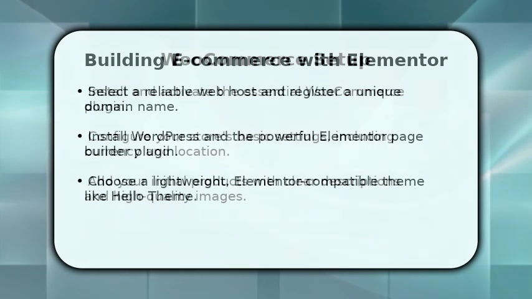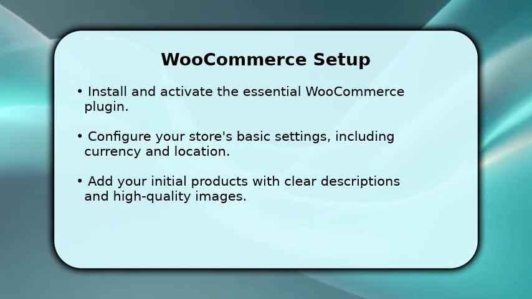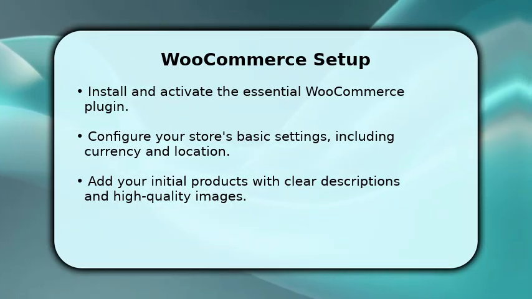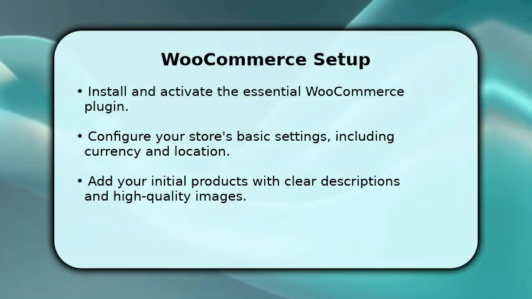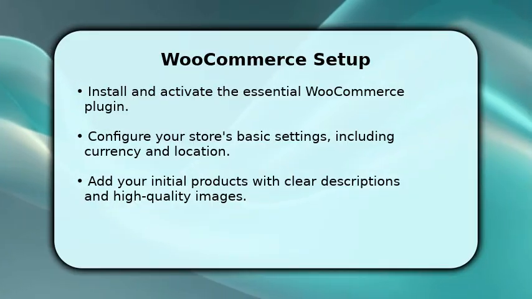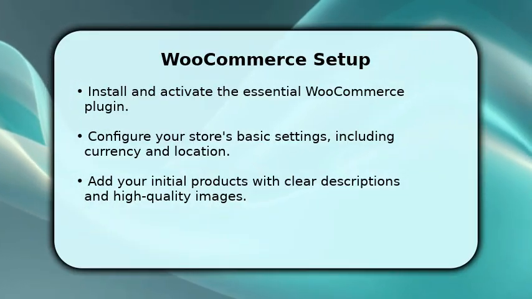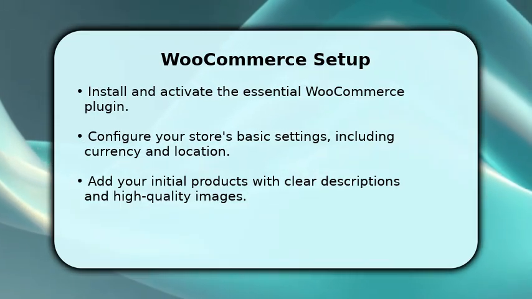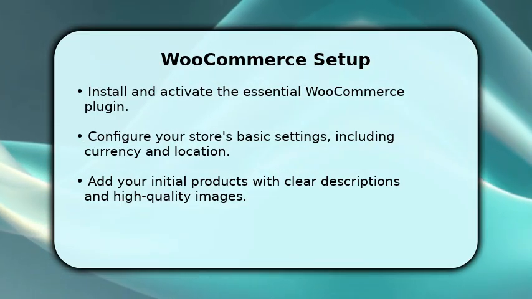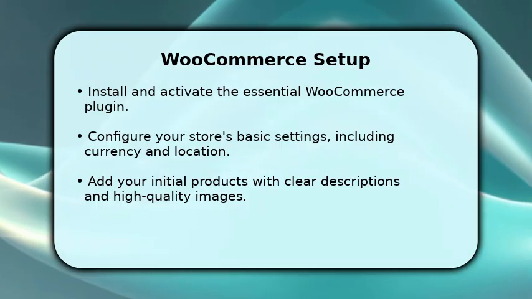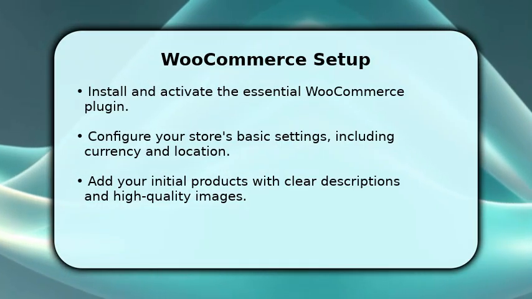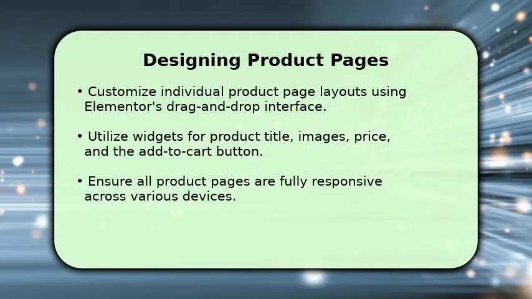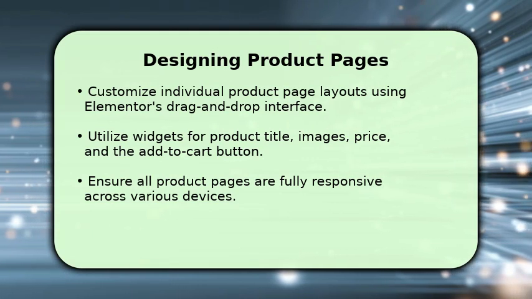Now, let's integrate the core e-commerce functionality. Install and activate the WooCommerce plugin, which transforms your WordPress site into a fully functional online store. After activation, configure your store's basic settings, such as your preferred currency, store location, and shipping zones. Then, begin adding your initial products, ensuring each has a clear description, high-quality images, and accurate pricing to attract your customers.